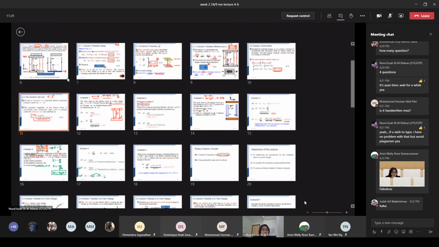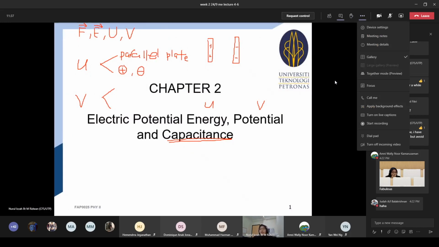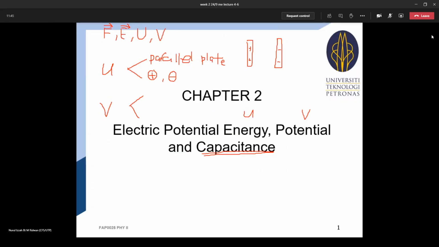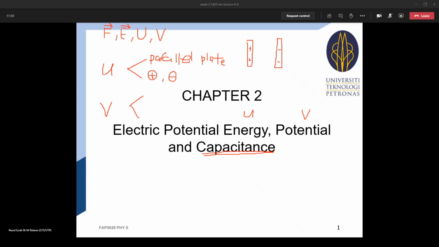Okay, starting from the first part in chapter 2, I mentioned to you that this chapter will be divided into three parts where you'll be learning about U, which is electric potential energy, and then you'll be learning about electric potential, which you call voltage later on. But for this U and V, you need to be very careful because you need to use the equation whether for parallel plates or for point charges. So we have defined the U and V for parallel plates.